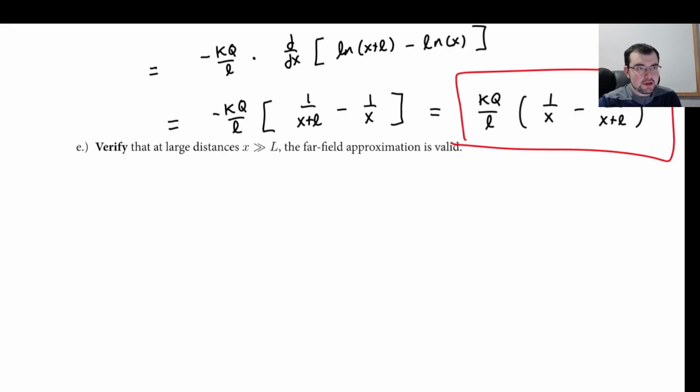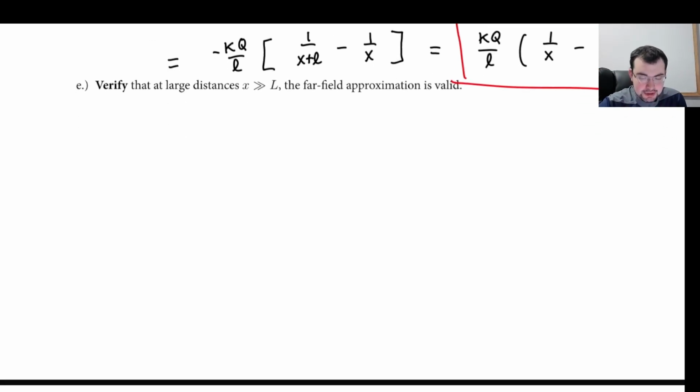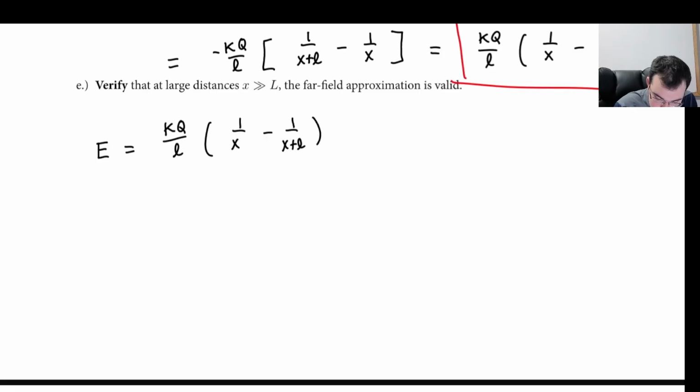And now we'll verify that far, far away, the far field approximation is valid. That means if we go far away from this rod, it should look like a point charge. Right here, it's going to look like a rod at this observation point, but if I zoom way, way out, it should just look like a chunk of charge. So let's look at that. When we say the far field approximation, we usually just say look at the E field. So E is kq over L times the quantity 1 over x minus 1 over x plus L. And we know that this is going to look like a point charge if it works.